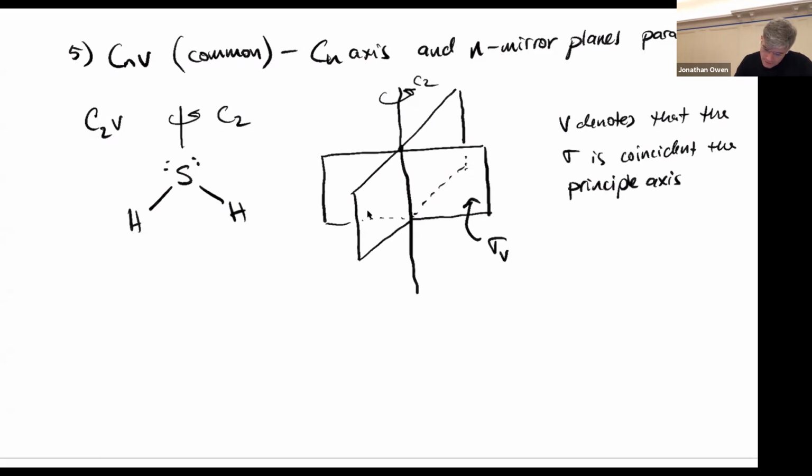And what's this other one called? Well, this is also a sigma V, but it's given a different denotation. It's denoted with a prime. And the reason is that it does not contain the atoms, right? Hydrogen sulfide here is going to sit on the sigma V and not the sigma V prime. So prime and double prime, as we'll see later for other point groups, indicates lower priority. The higher priority label goes to the plane that contains the atoms rather than the plane that bisects them.